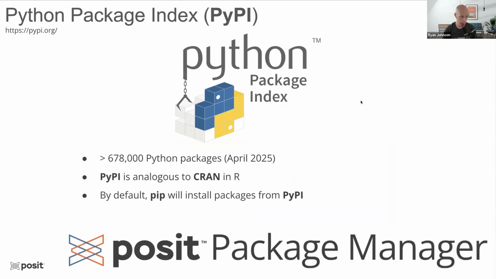Now, if you're using pip, the default repository will be something known as the Python Package Index, or PyPI for short. Now, as of this month, so these metrics are pretty current, there is well over 500,000 packages on PyPI. It is massive. And for those that are R developers, PyPI is analogous to CRAN, which is by far the largest repository of R packages. CRAN has close to 30,000. So PyPI just blows it out of the water. And again, if you're using pip and you don't do anything else, by default, it will leverage PyPI.